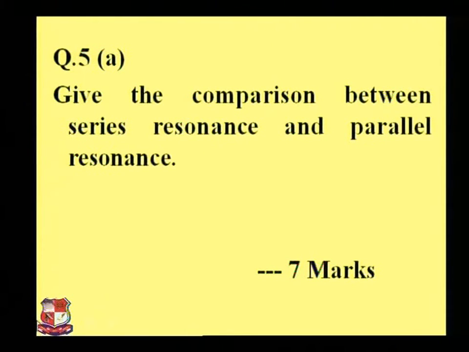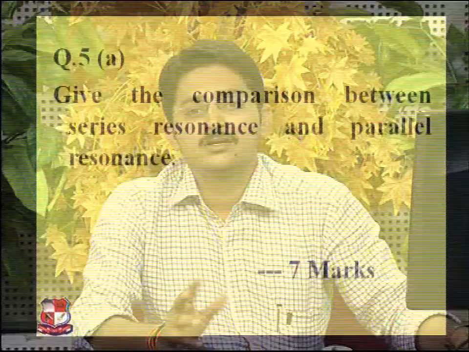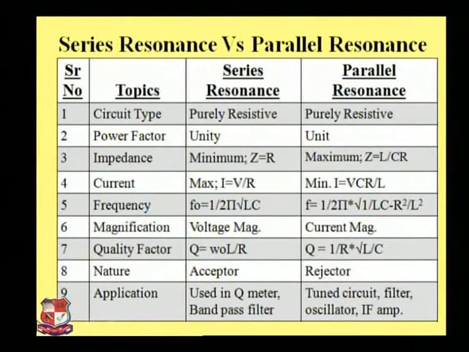Now the next question, question number 5a: give the comparison between the series resonance and the parallel resonance circuit. These are the two forms of the resonance circuit, parallel and series. Just make a table and compare one parameter at a time for the series and parallel resonance circuits. These are the parameters: the circuit type, how the circuit behaves for the series and parallel, the power factor, impedance, current, frequency, magnification factor, quality factor, the nature and the applications.